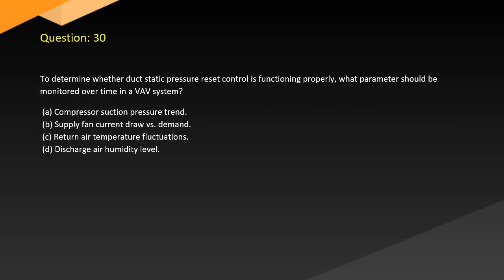Question 30. To determine whether duct static pressure reset control is functioning properly, what parameters should be monitored over time in a VAV system? A. Compressor suction pressure trend. B. Supply fan current draw versus demand. C. Return air temperature fluctuations. D. Discharge air humidity level.